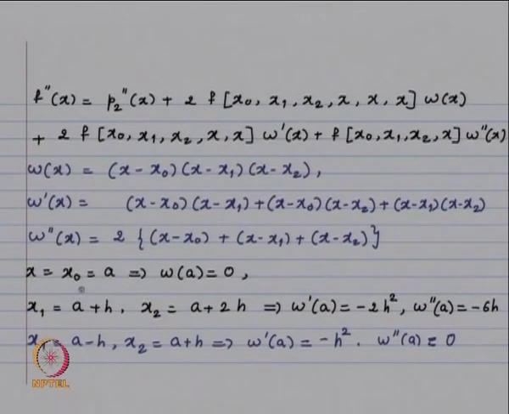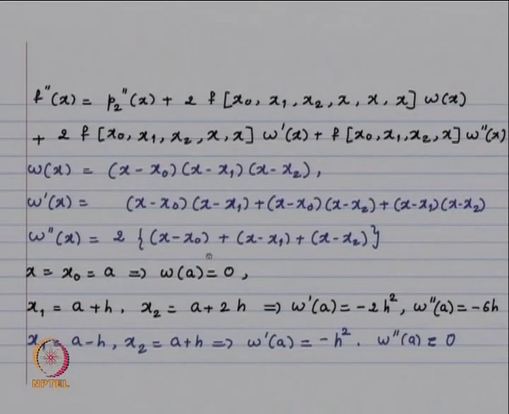If I choose x 0 to be equal to a, then w at a is going to be 0. Now, if I choose x 1 equal to a plus h, x 2 equal to a plus 2 h, then w dash a will be minus 2 h square and w double dash a will be minus 6 h. If x 1 and x 2 are chosen symmetrically, then w at a is already 0, w dash a will be equal to minus h square, and w double dash a is going to be equal to 0, because w double dash x is given by this formula.